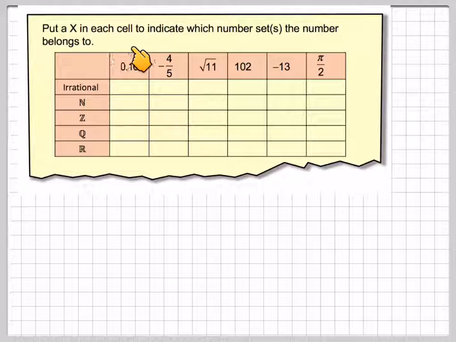Put an X in each cell to indicate which number set or sets the number belongs to. So we've got the numbers 0.16 recurring, minus 4/5, root 11, 102, minus 13, and pi over 2. Down here we've got to decide whether the number is irrational. This means a natural number, an integer, rational, and real number.